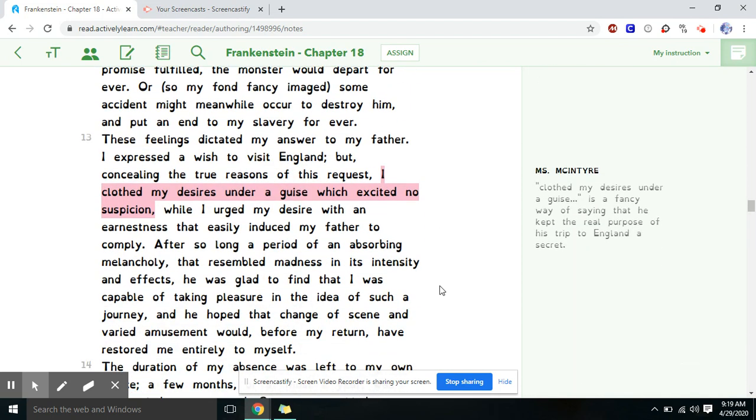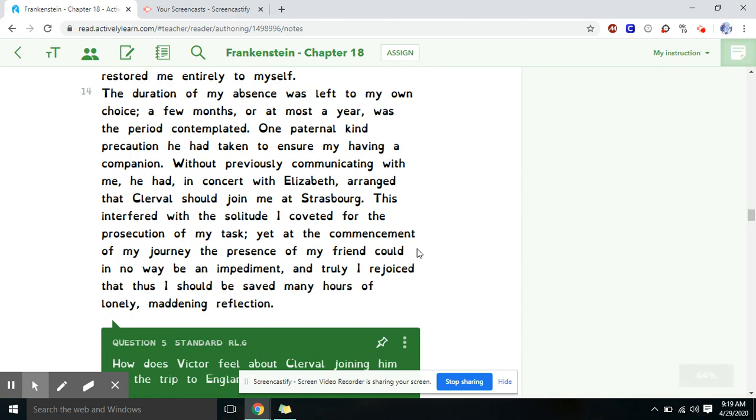These feelings dictated my answer to my father. I expressed a wish to visit England, but concealing the true reasons of this request, I clothed my desires under a guise which excited no suspicion, while I urged my desire with an earnestness that easily induced my father to comply. After so long a period of an absorbing melancholy that resembled madness in its intensity and effects, he was glad to find that I was capable of taking pleasure in the idea of such a journey, and he hoped that change of scene and varied amusement would, before my return, have restored me entirely to myself. The duration of my absence was left to my own choice. A few months, or at most a year, was the period contemplated.